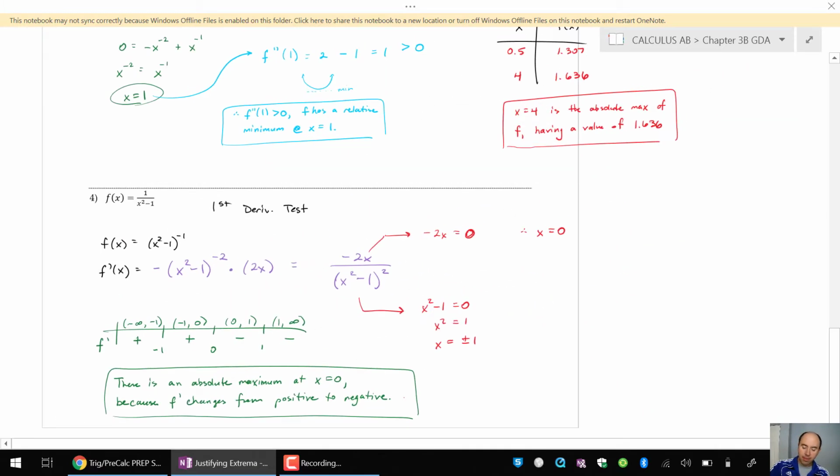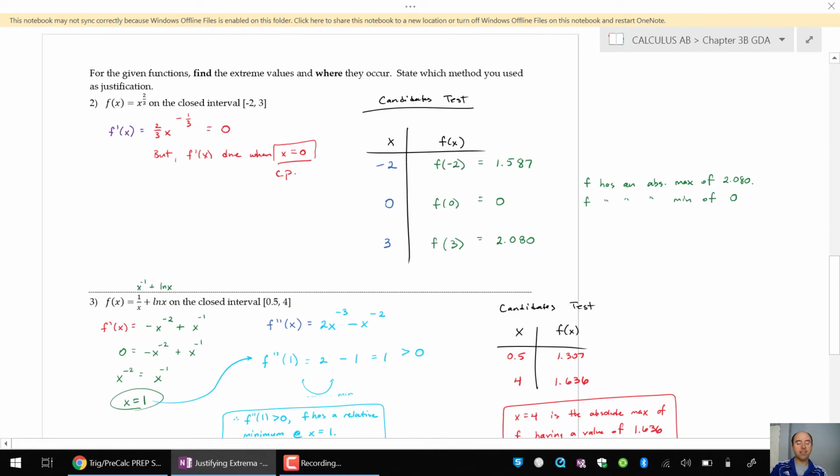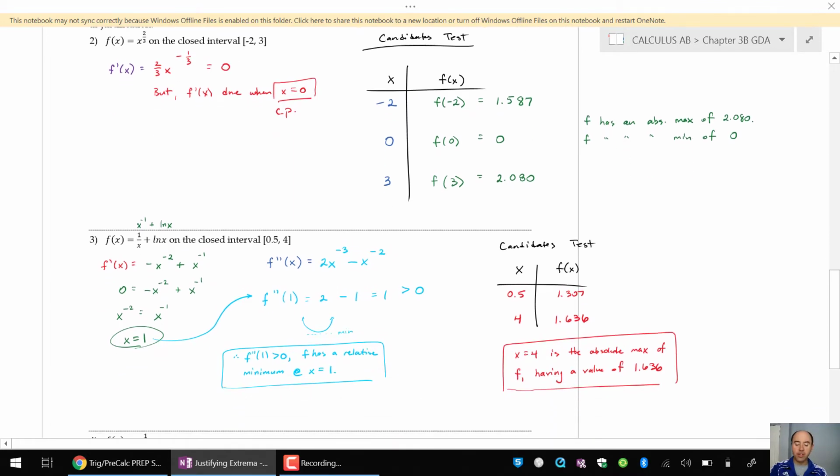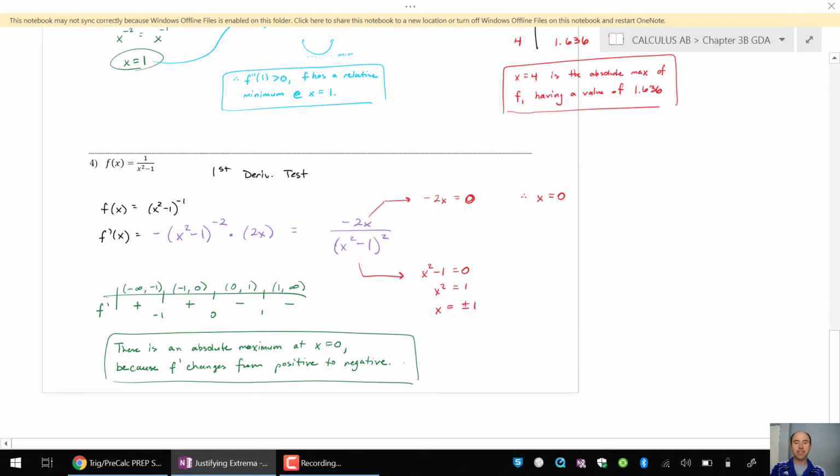Those are 3 examples using each one of the 3 methods for finding extrema and how we would justify the extrema in each case. So I hope that's helpful to you, and know that you can use certain tests in certain situations. It's sort of a matter of practicing and getting the feel for which one works best in various situations with certain functions.